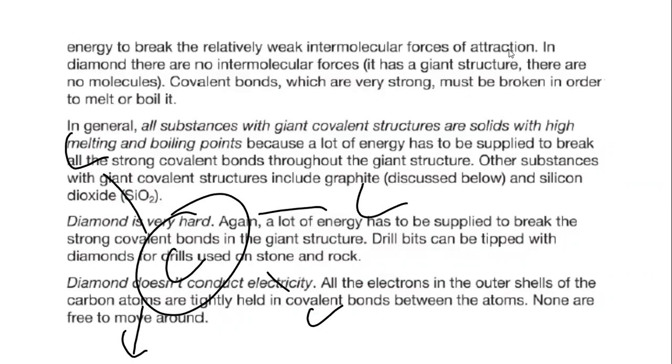Now, before we continue on to our next one, which is graphite, does anybody know what an allotrope is? Isn't it the same element but different forms of it? Exactly. It's a different form of the same element. For example, diamond and graphite are both made of carbon, but they have different structures. So diamond and graphite are allotropes of each other.